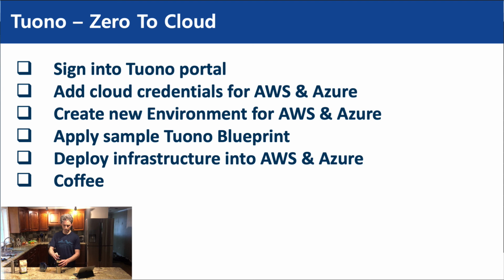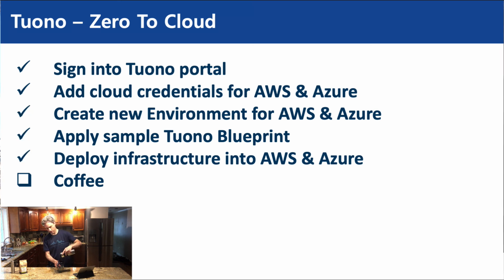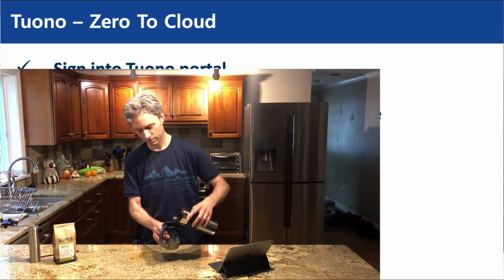That was 0 to cloud in 8 minutes and 50 seconds. We signed up for the Tuono platform, added cloud credentials for AWS and Azure, created infrastructure in both AWS and Azure from a single cloud agnostic blueprint. And if I fast forward through the plunge, I'm done just in time for coffee.